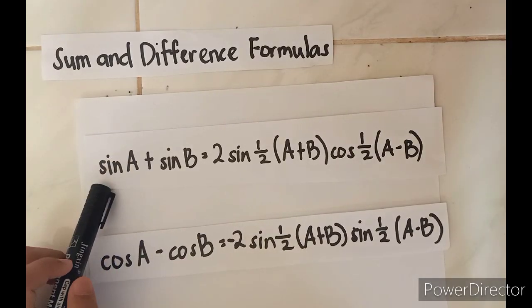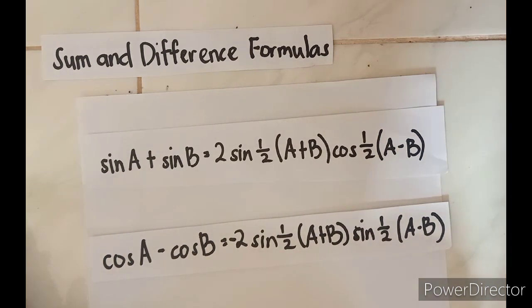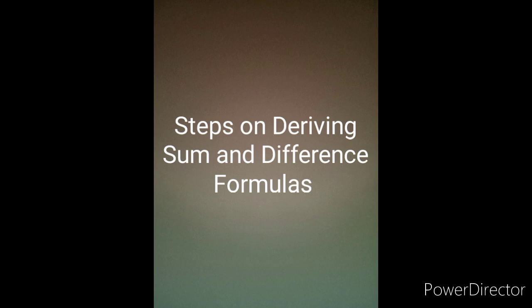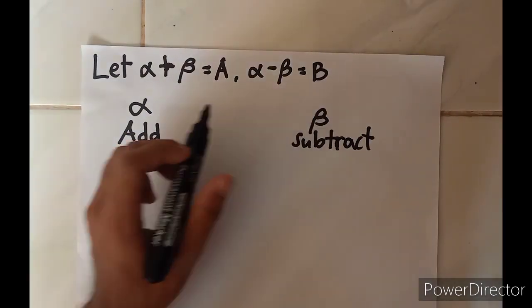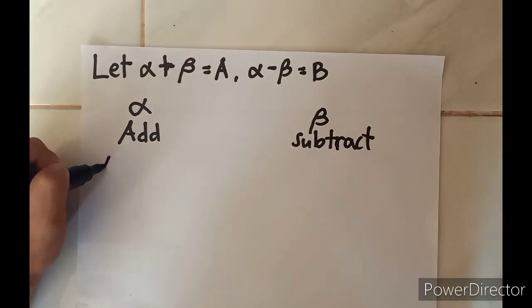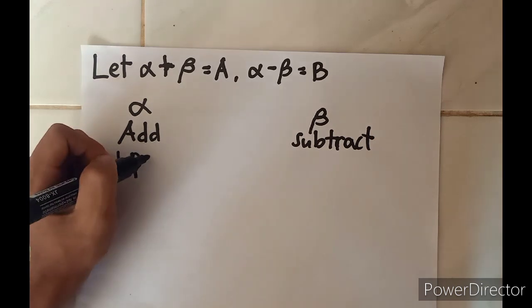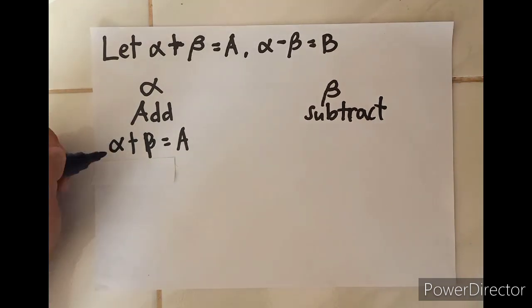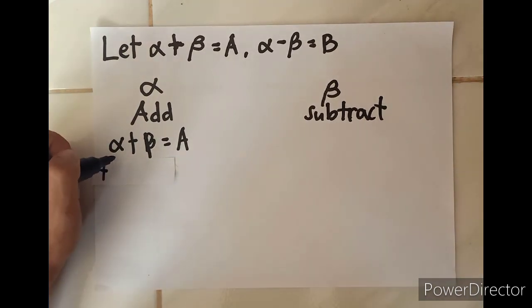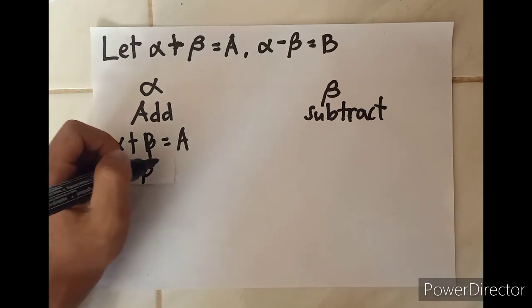Here are 2 of the 4 sum and difference formulas. For us to know where the formulas came from, here are the steps. The first step we are going to do is find alpha and beta. First, in finding alpha, we have alpha plus beta equals A and alpha minus beta equals B.